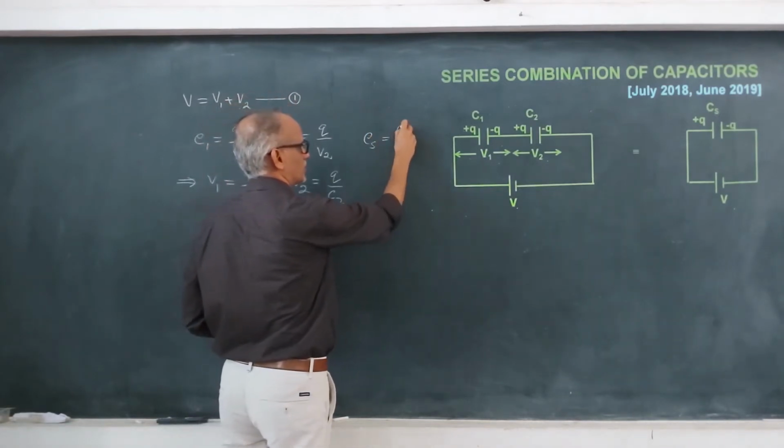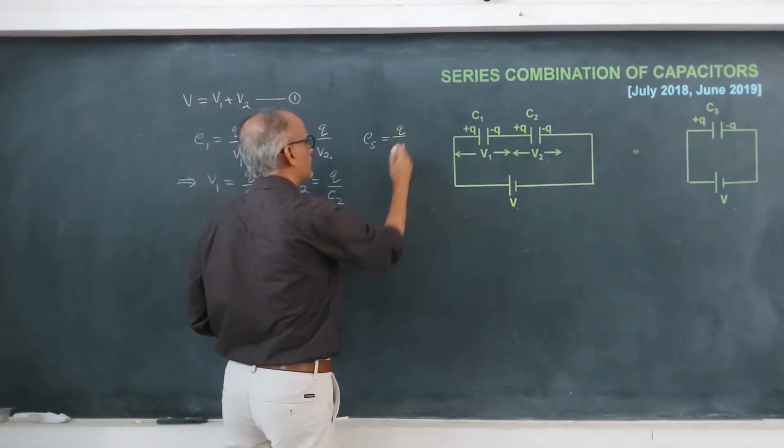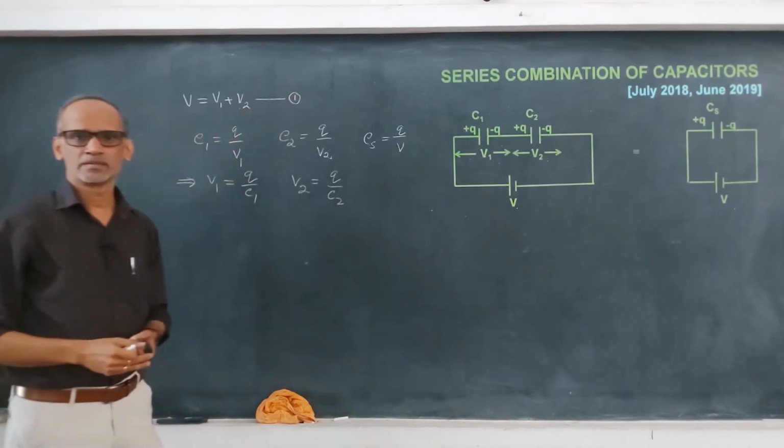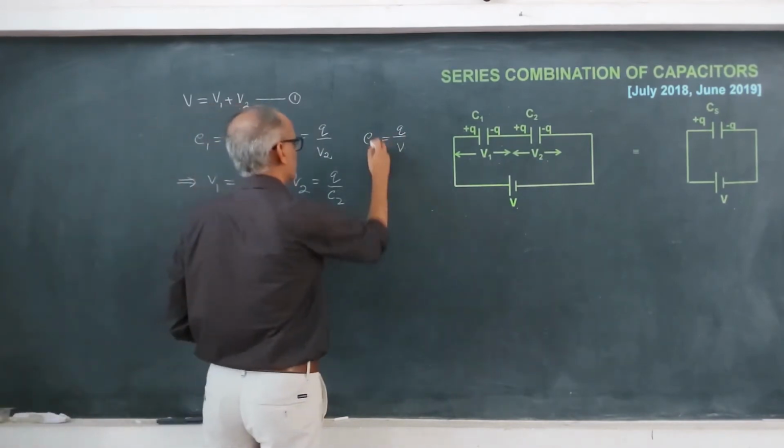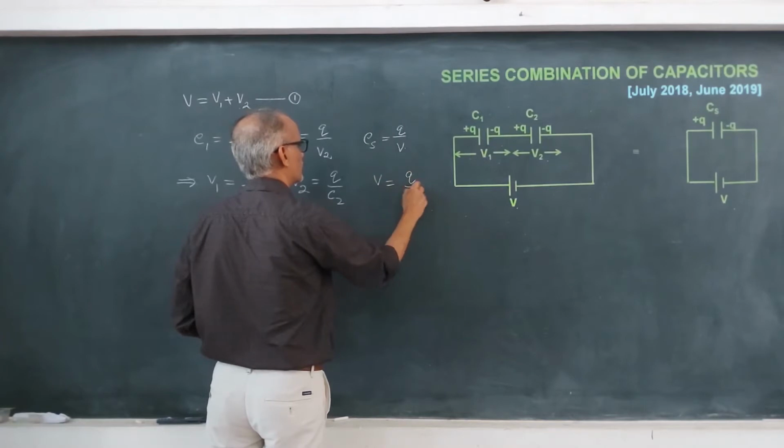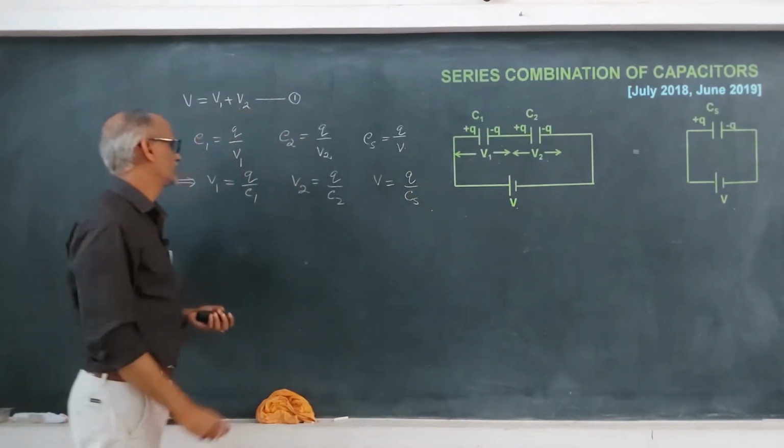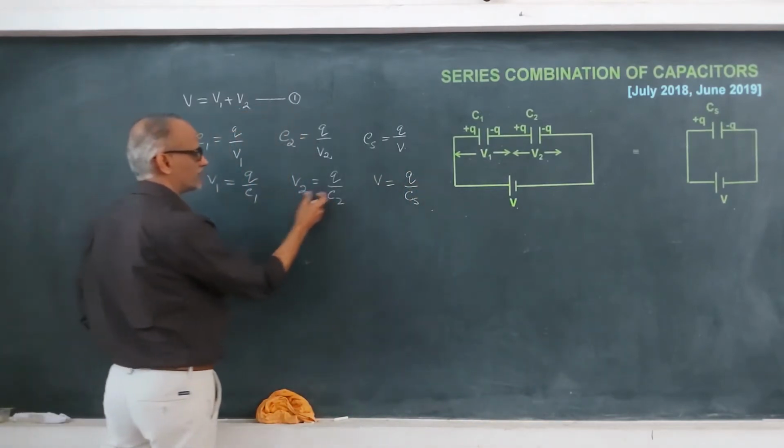CS is equal to Q by V. Correct? CS is equal to Q by V. So from this, what is V equal to? V is equal to Q by CS. So basically here we have found V1, we have found V2, we have found V.